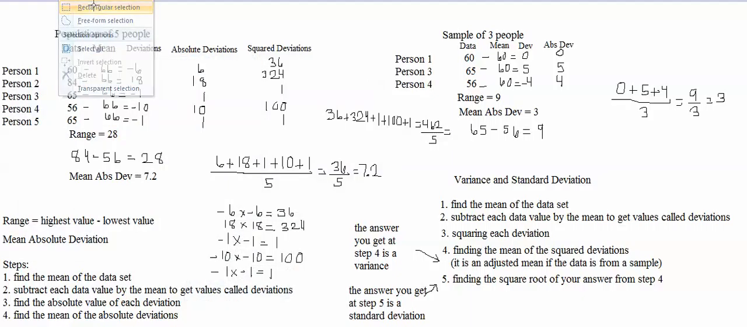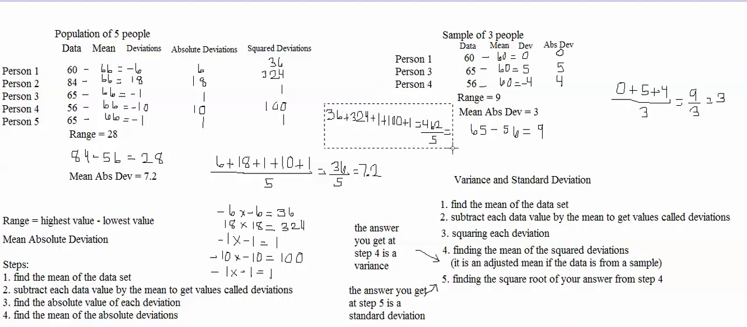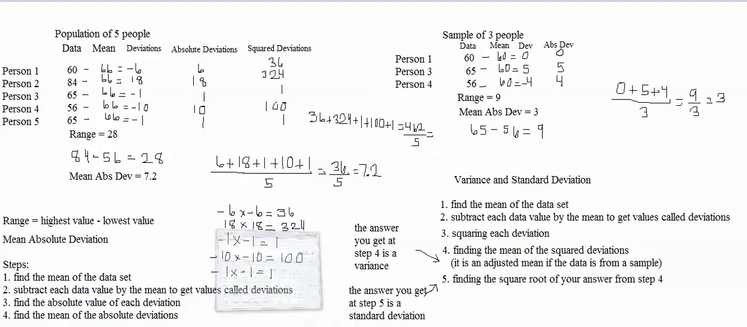So the variance is just the mean of the squared deviations. Just like how the mean absolute deviation was the mean of the absolute deviations, the variance is just the mean of the squared deviations. And it came out to 92.4.